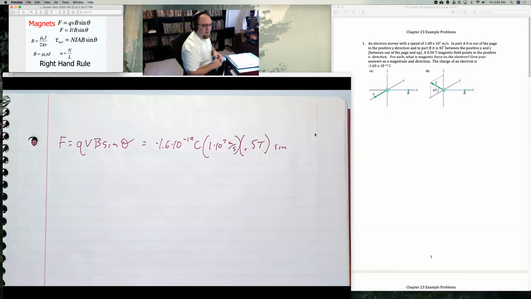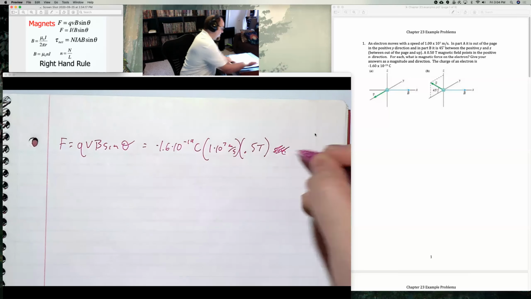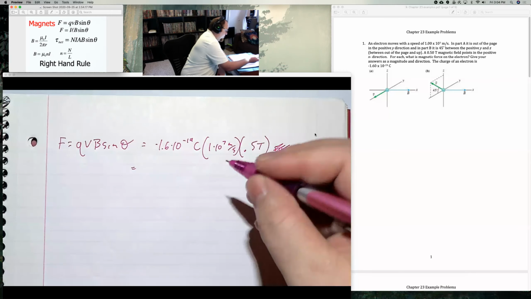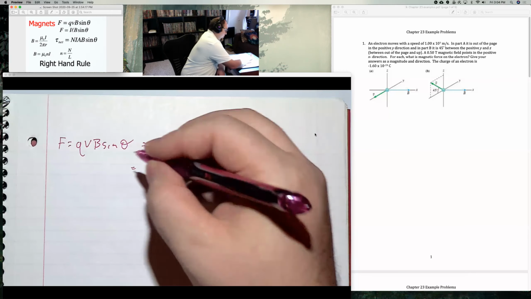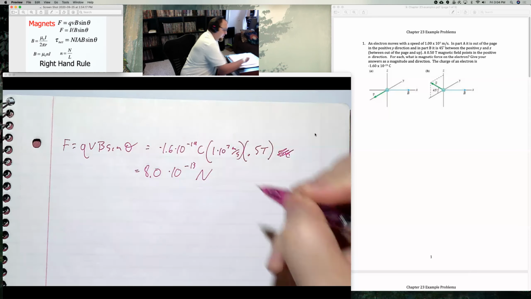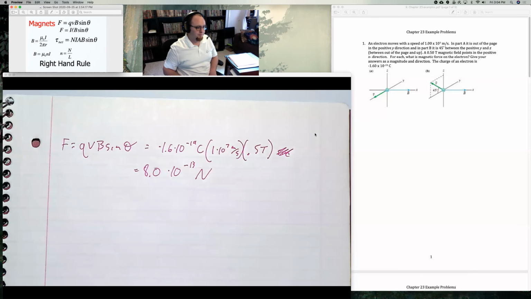If you look at the angle between V and B, they're 90 degrees apart, right? Because one's straight along one axis, one's straight along another. They're separated by 90 degrees, so it would be the sine of 90, and the sine of 90 is 1, so I can ignore that. The force I'm going to get, just multiplying through, will be 8.0 times 10 to the negative 13 newtons.